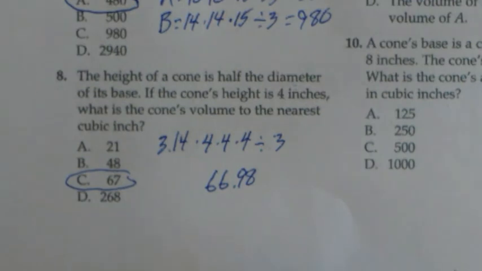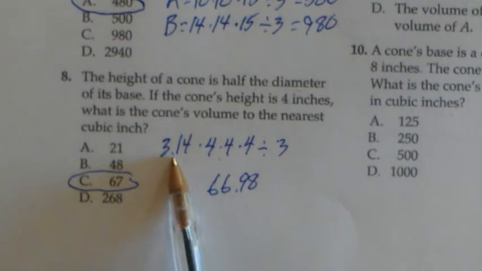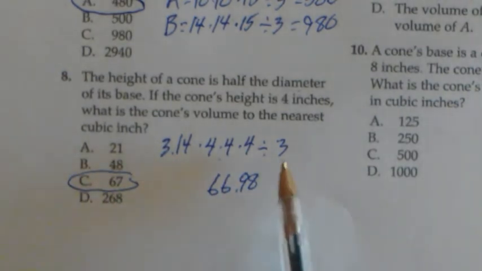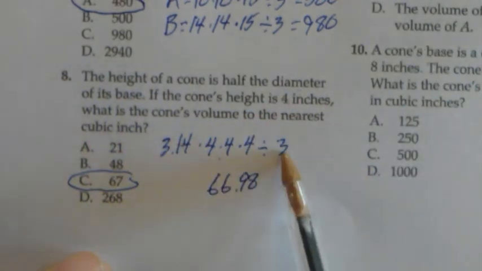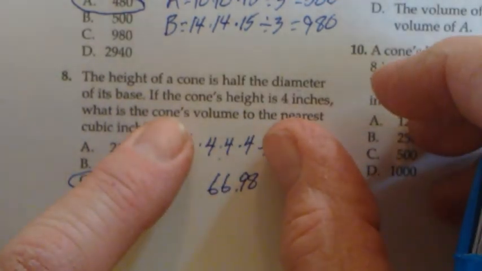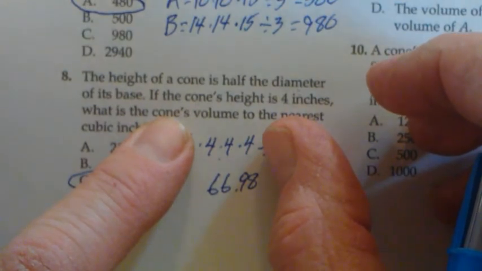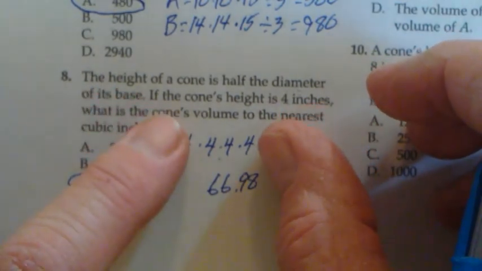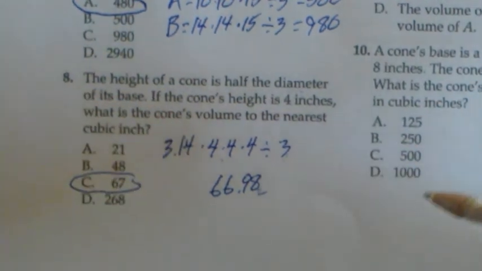Right? Now, by the way, in cones, you're multiplying by pi and you're dividing by 3, and they're almost the same. So they almost cancel out. 3.14 is just a little bit bigger than 3. So your answer should be about 4 times 4 times 4, which is 64. Your answer should be a little bit bigger than 64. So that answer makes sense. It's a little bit bigger than 64.